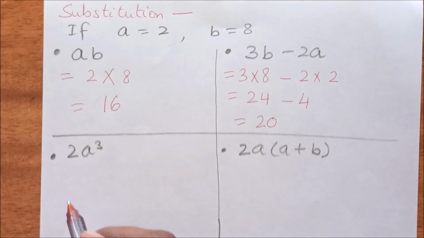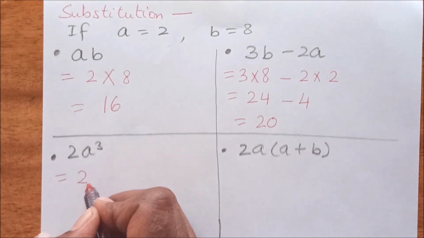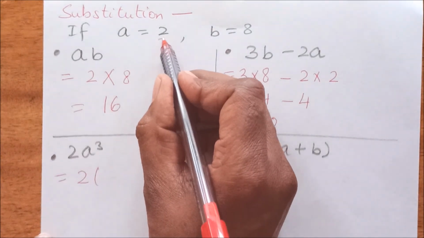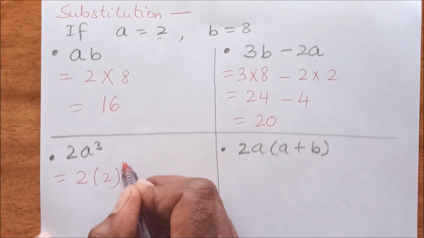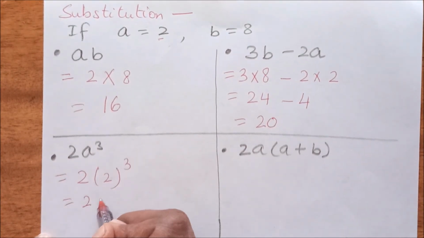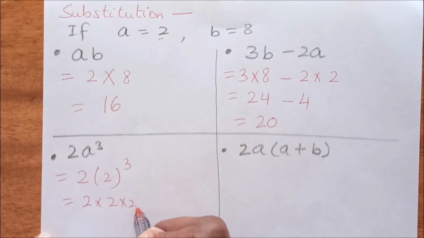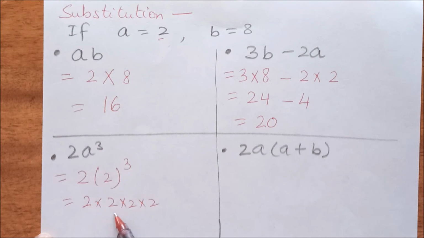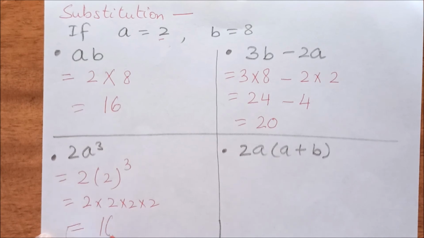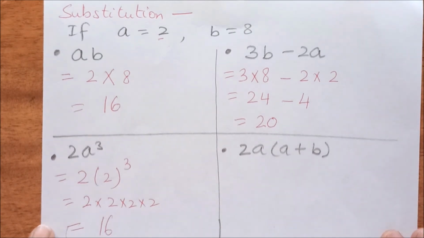The other example here is 2a cubed. The value of a is 2 and it is cubed. You all know that we are going to multiply 2 by itself 3 times. 2 times 2 is 4, times 2 is 8, times 2 is 16. So your answer is 16 in this case.